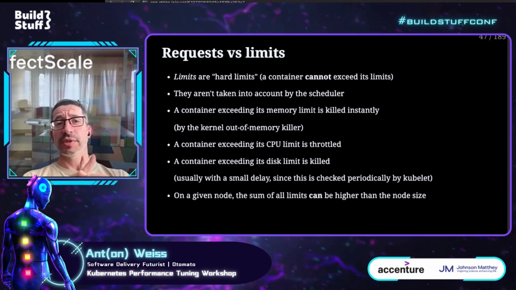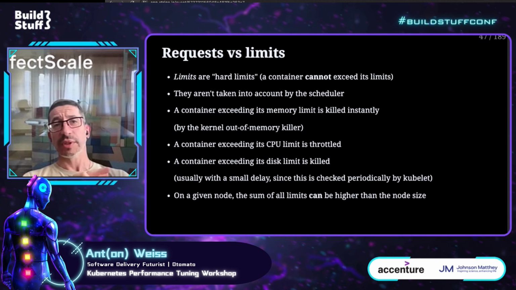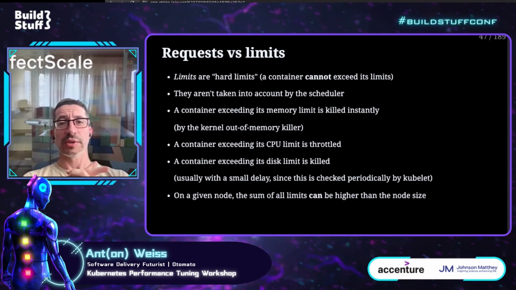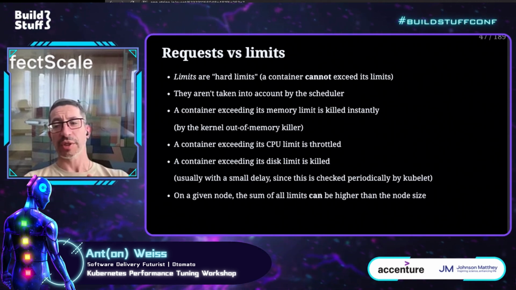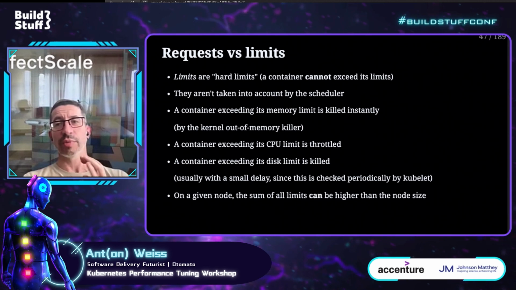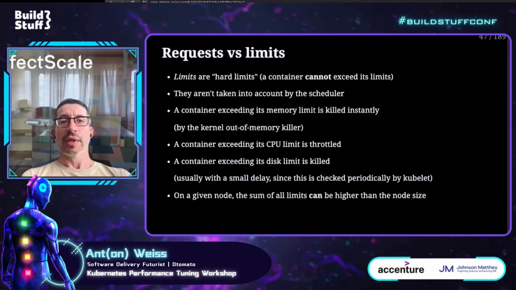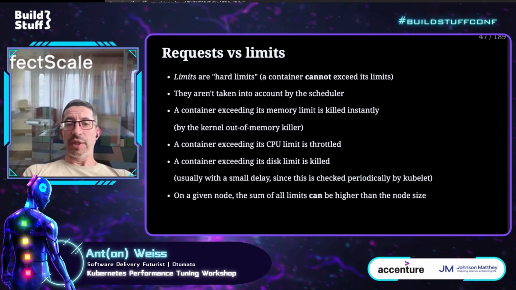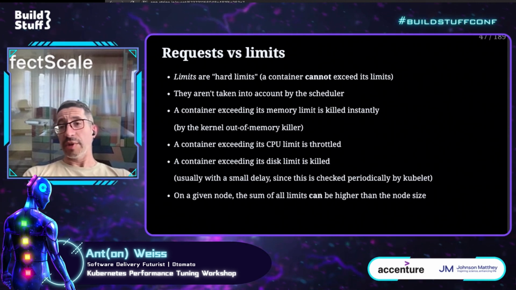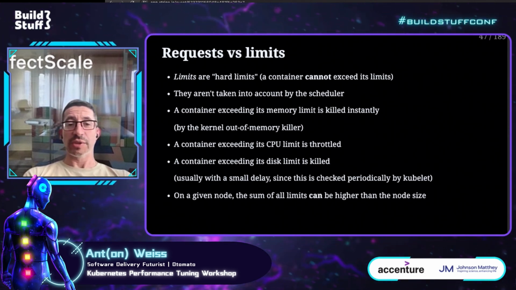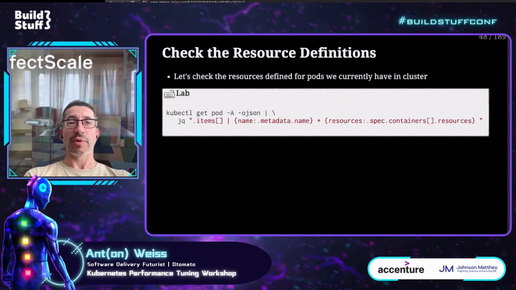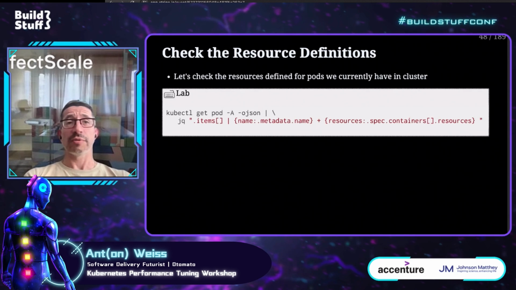And of course, a container exceeding its disk limit is also killed, but that doesn't happen instantly, because the kubelet checks the disk usage periodically, and it takes it a couple of minutes to identify this and then go and kill that container. And of course, limits can be overprovisioned, because the scheduler is not looking at limits, but once a container is crossing the limit, then the kubelet starts doing something about it.